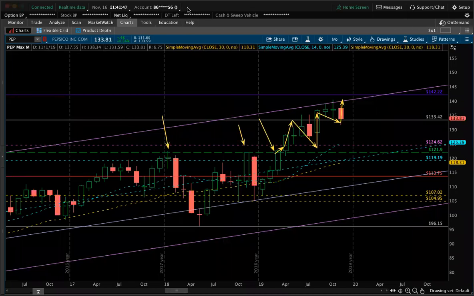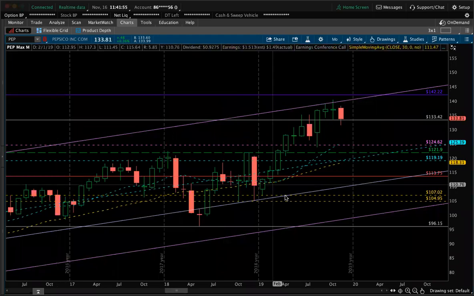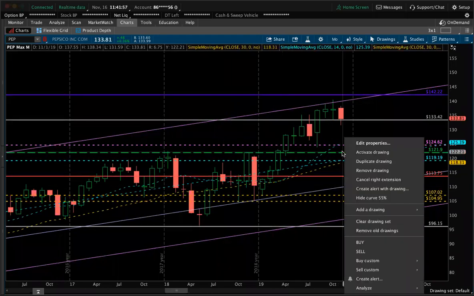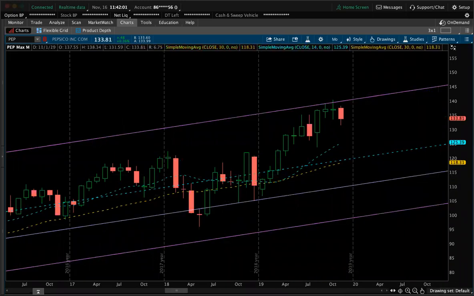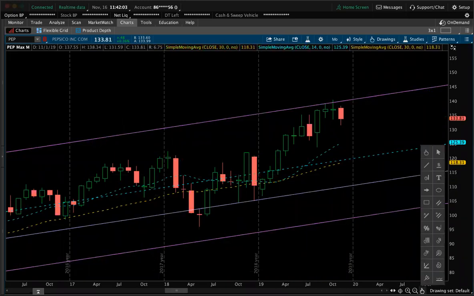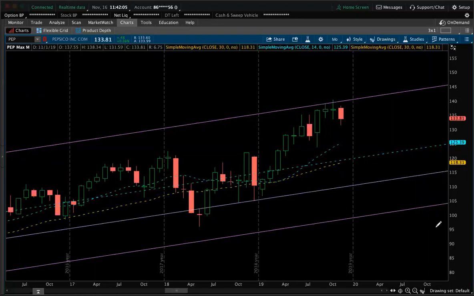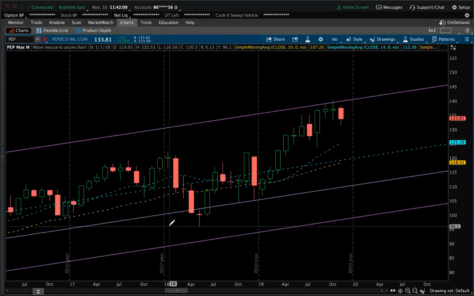Oops, where's my annotation at? All right, so let's continue. Let's add more extensions. Let's remove this one now. We're getting closer. So let's see. I like this April low for 2018, so I'm going to use that now as my first level, first point, right?